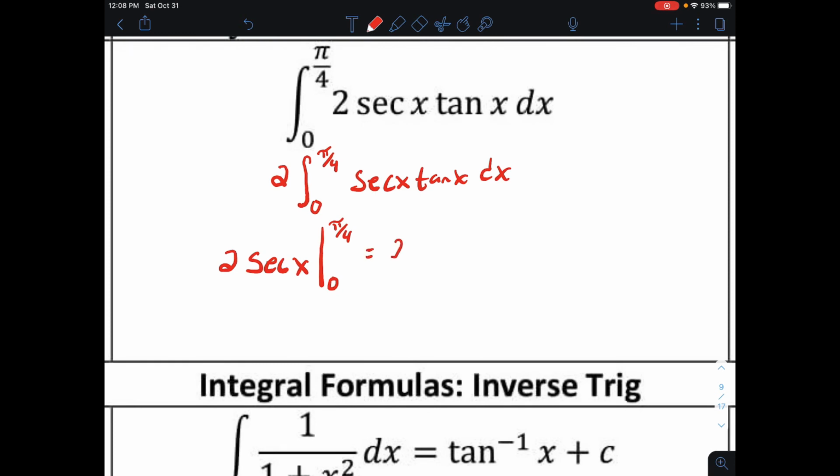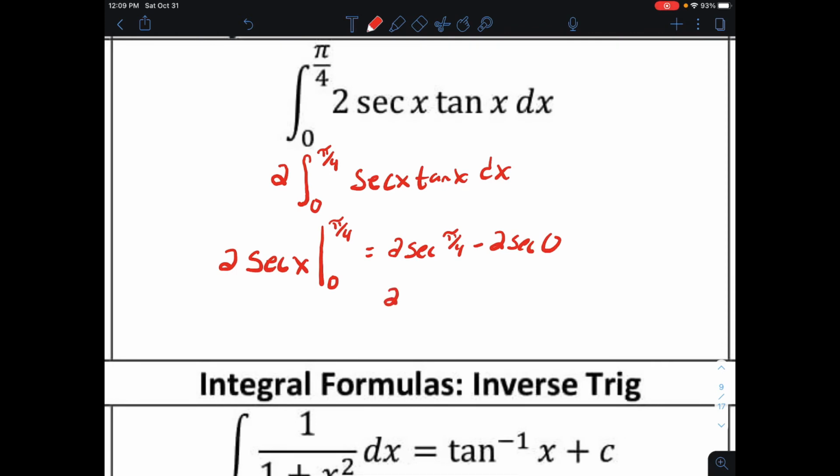You plug the first number in first, so it would be 2 times secant of pi over 4 minus 2 times secant of 0. And then we get those values off of our unit circle. So we would have 2 times secant of pi over 4, which is the square root of 2, and then minus secant of 0, which is 1. And so basically, we would just have 2 root 2 minus 2.